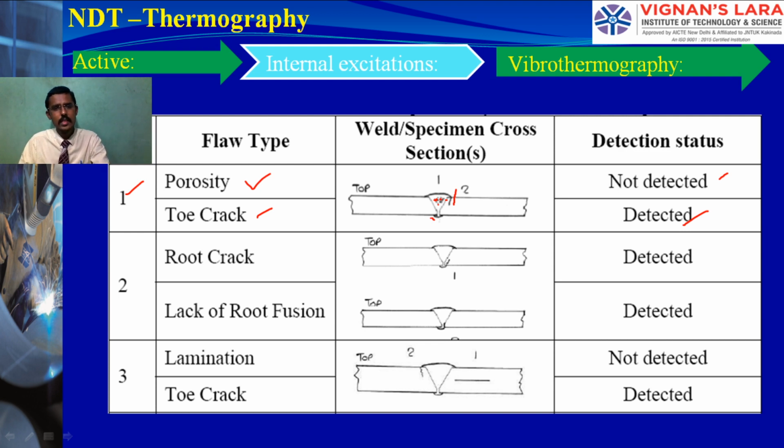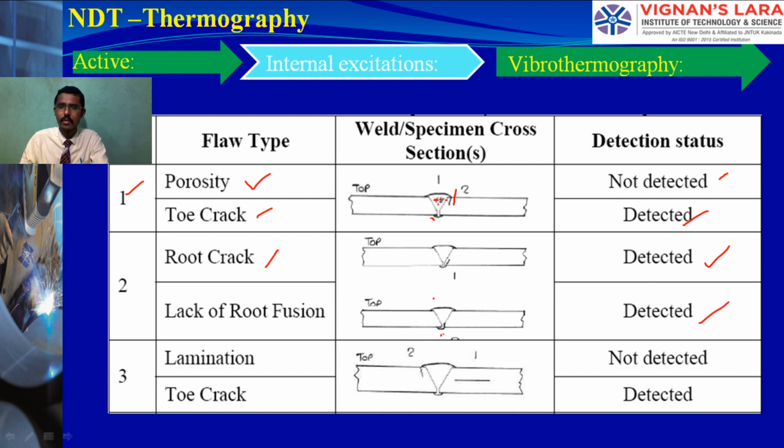Similarly, see here the root crack. At the bottom it is available. Here this one is a root crack in a weld joint, a V groove, where the root is at the bottom and the face is at the top. We know all these things. So this root crack at the bottom we are able to detect because it is a longer one. Lack of root fusion is detected, a longer one.